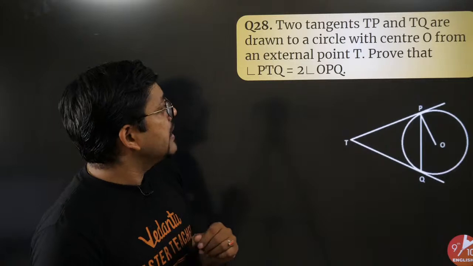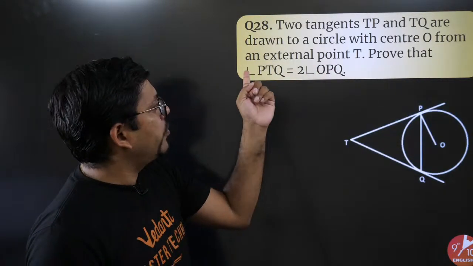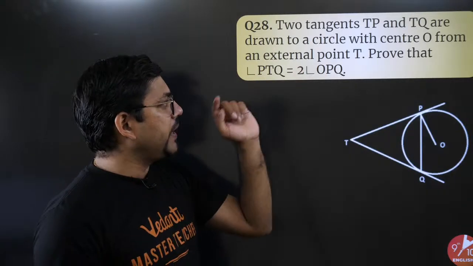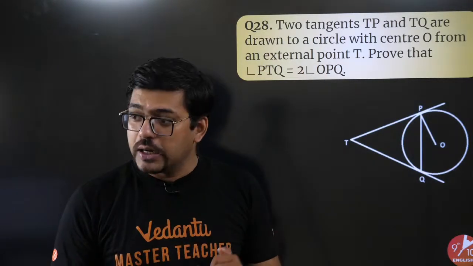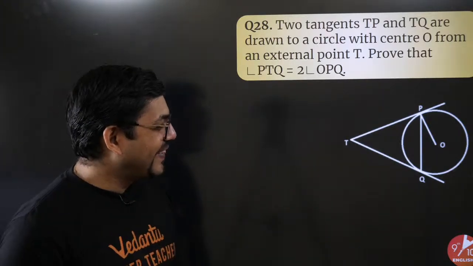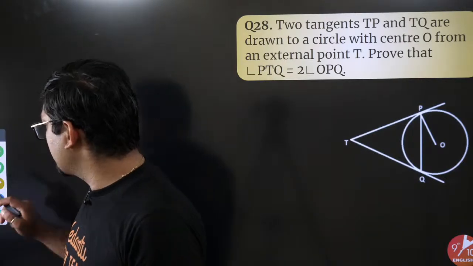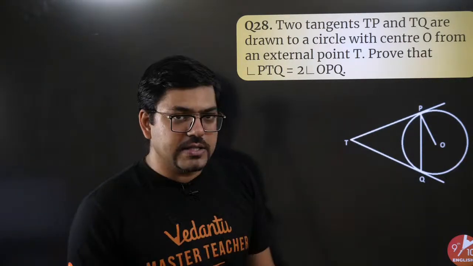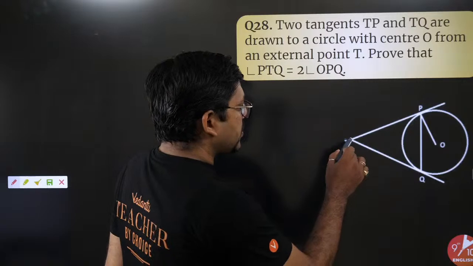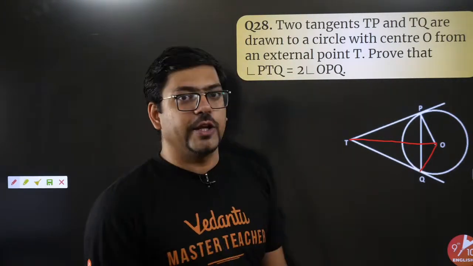So the next question is, two tangents TP and TQ are drawn to a circle with center O from an external point T. Prove that angle PTQ equals 2 times angle OPQ. Will you be able to do this? Come on, tell me. You have to just prove congruency. Congruence proof has to be done. And which two triangles? I'll just tell you. You have to just make this line, and then you have to draw this, and then you have to prove it.